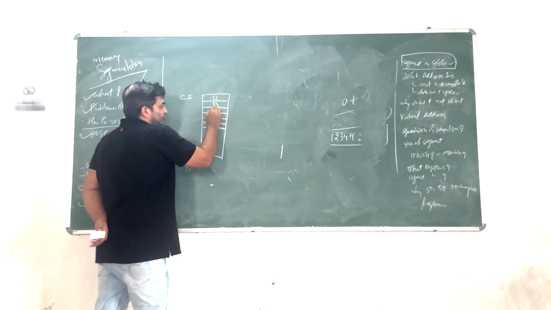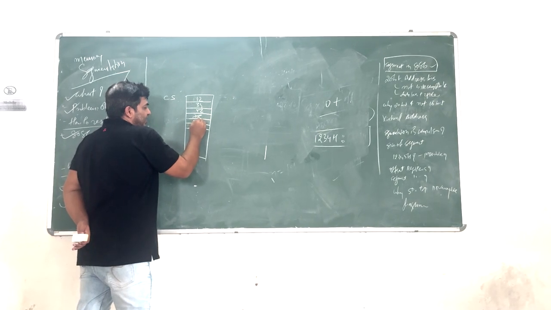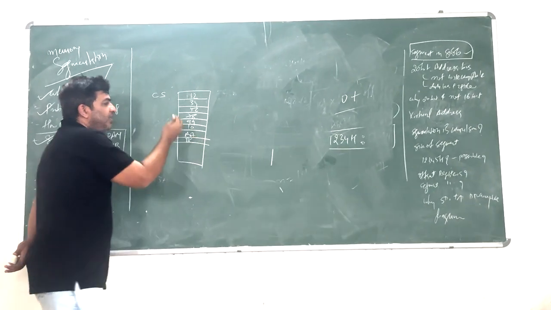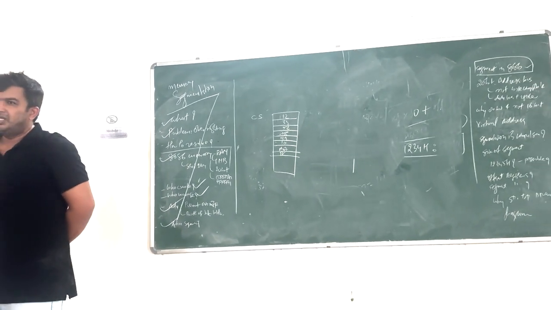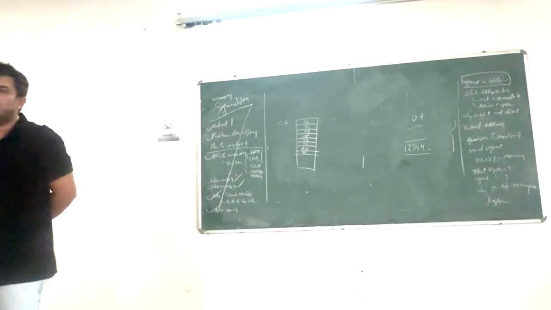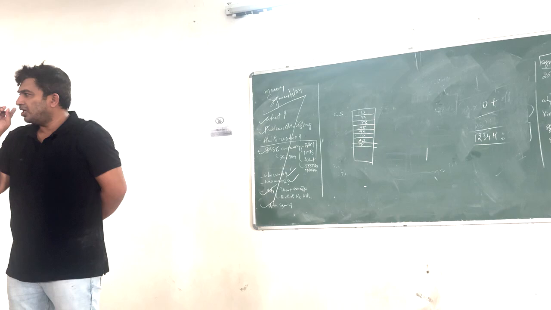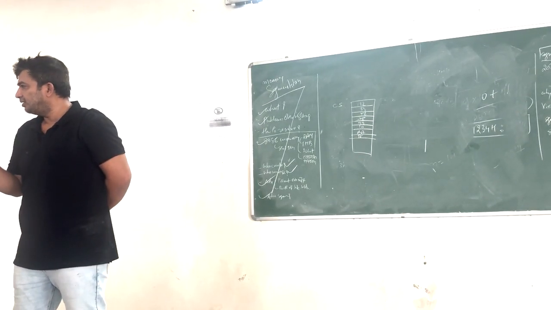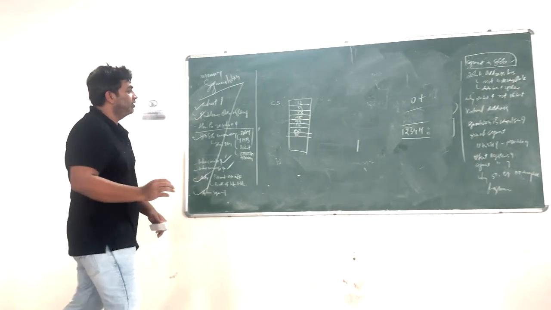1, 2, 3, 4, 5, 6, 7, 8, 9, 0, A, B, C. Something like this is written. Everything is written in hex. They are 8-bit numbers. Get it? Okay.